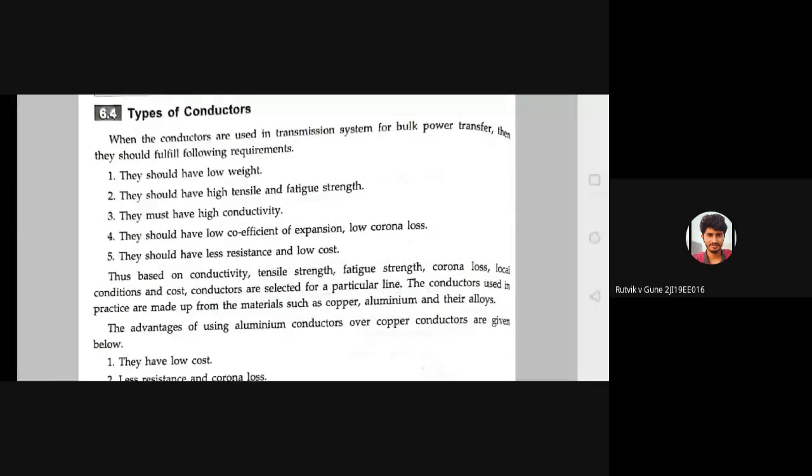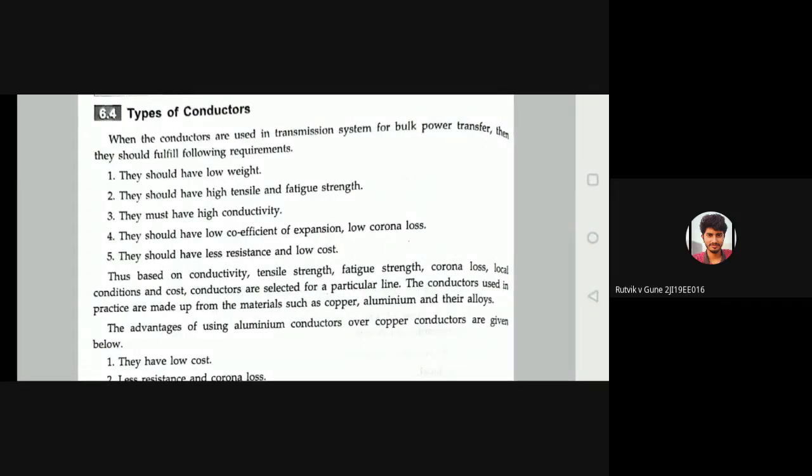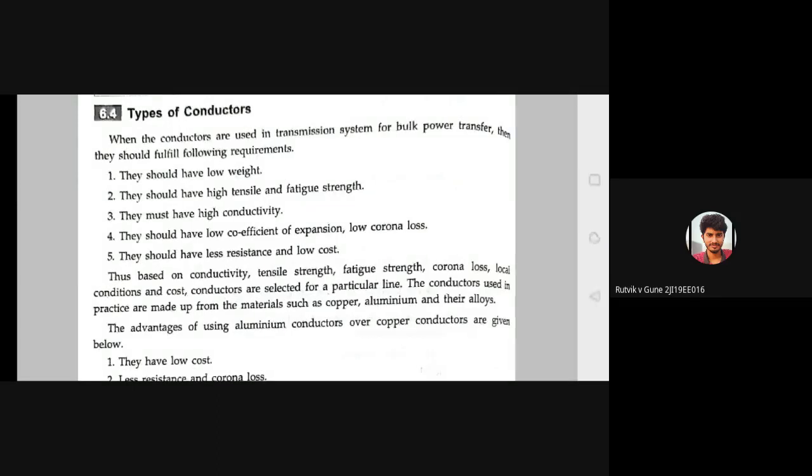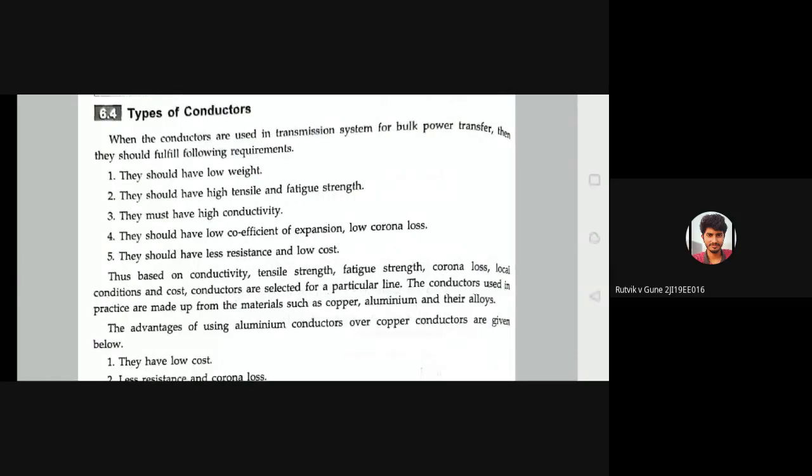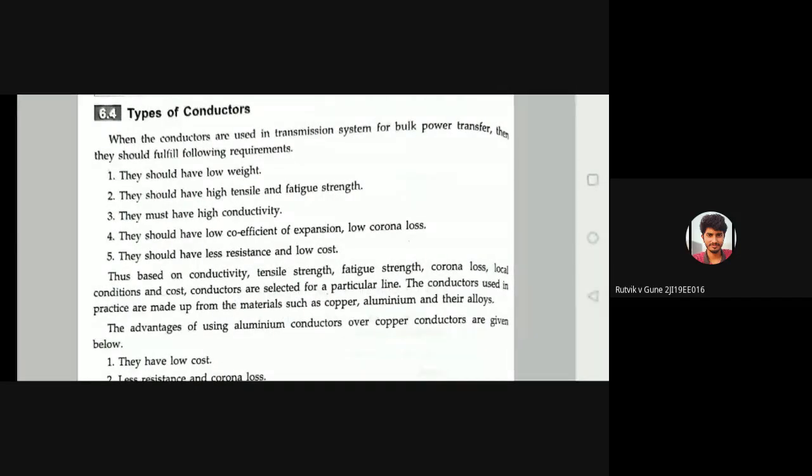They must have high conductivity. They should have low coefficient of expansion and corona loss. They should have less resistance and low cost. Based upon conductivity, tensile strength, fatigue strength, corona loss, local conditions, and cost, the conductors used in practice are made of materials like, as I said, copper, aluminium, and their alloys. The advantages of using aluminium conductors over copper conductors are as below. Number one, low cost. Number two, less resistance and corona loss, less weight.